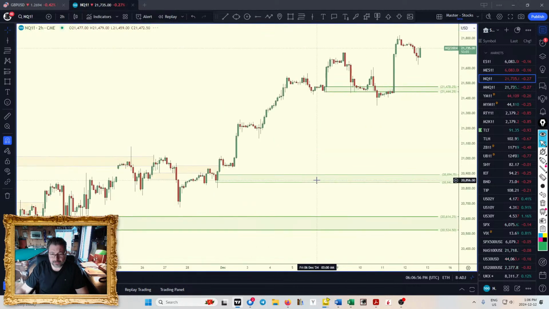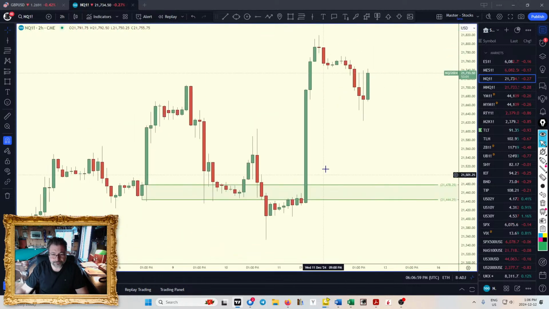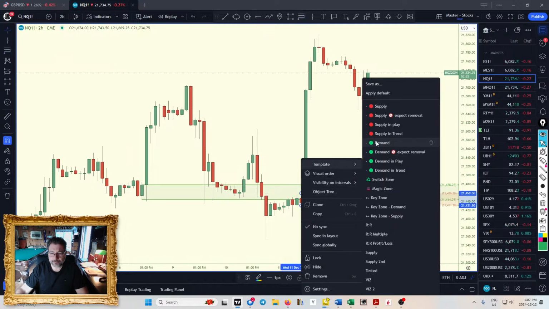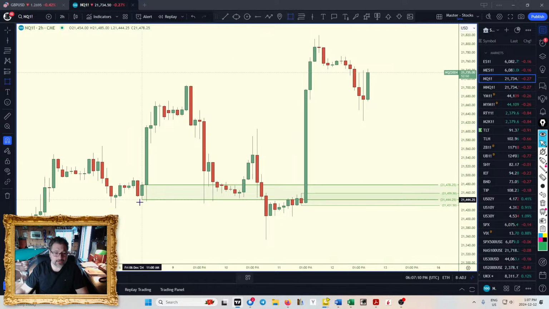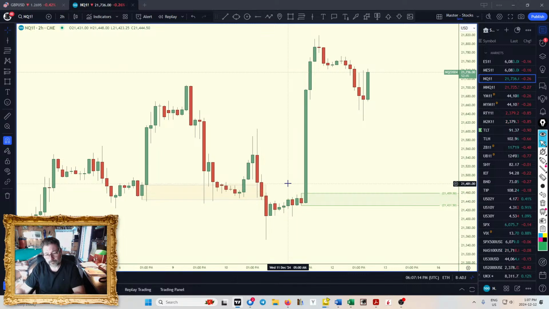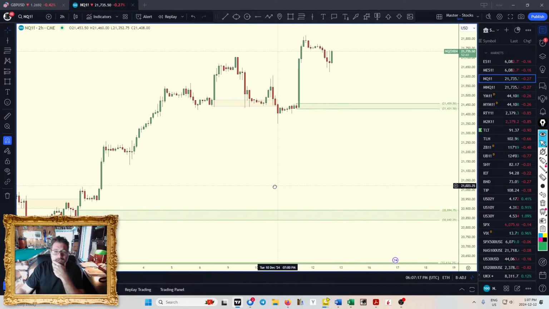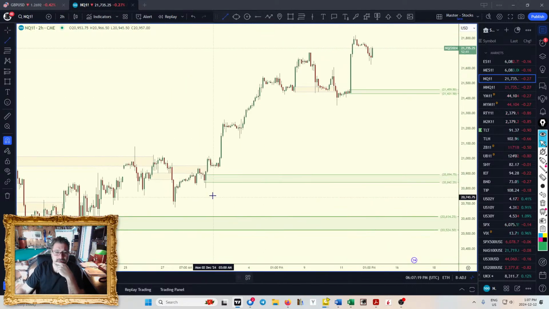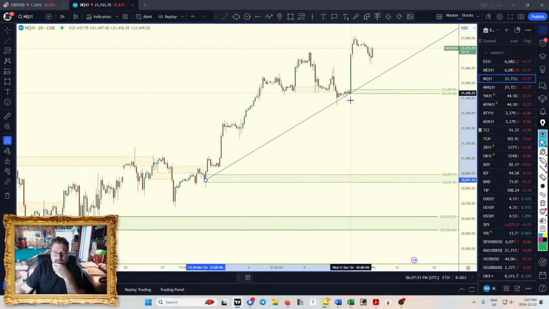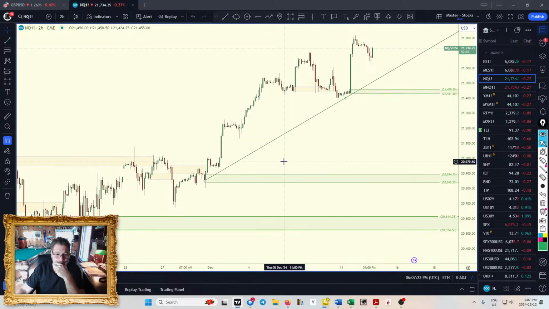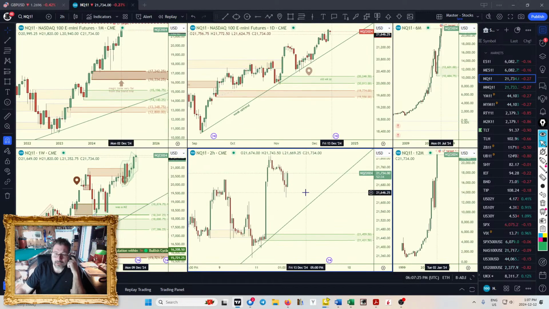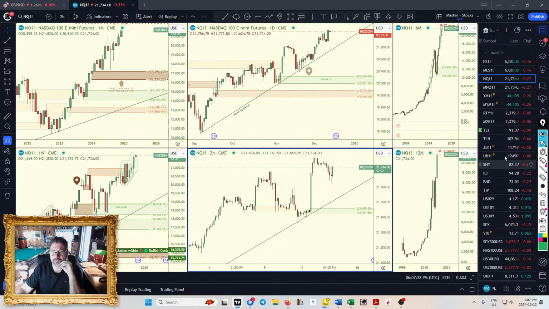Let's see here. Yeah, it looks like we have a new area of demand down here, and this one was removed, and the trend line, something like that. Yeah, give or take. Okay, so this one's still at the highs, looking good.